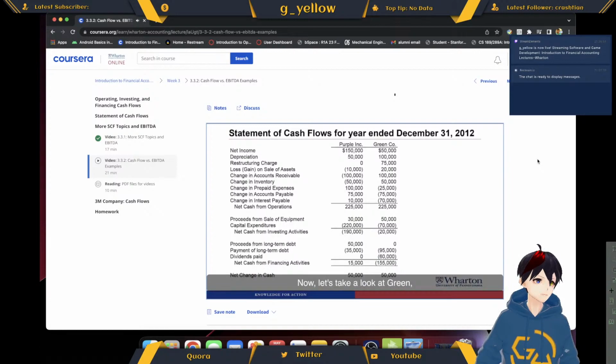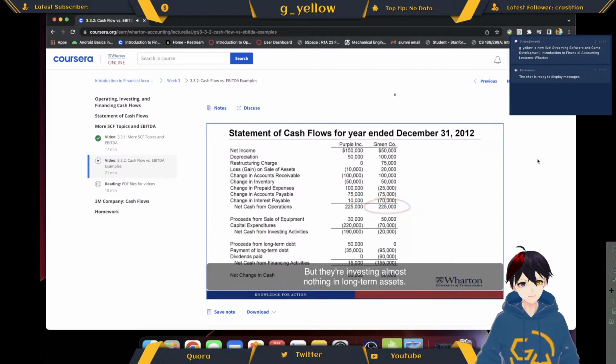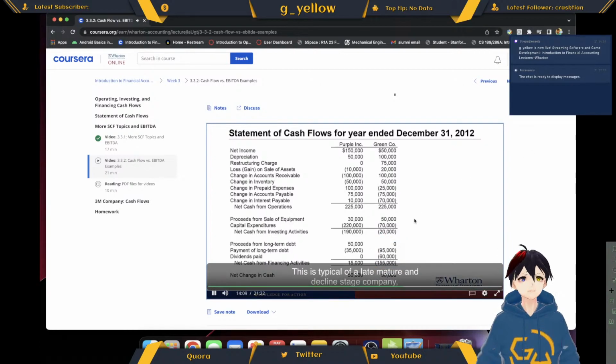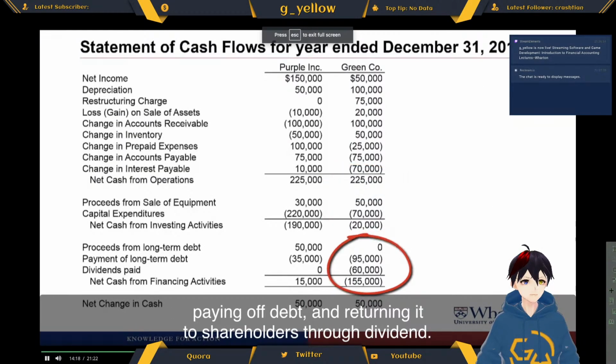Now let's take a look at Green. Green had the same high cash from operations of $225,000, but they're investing almost nothing in long-term assets. Their capital expenditures were only $70,000, and they sold $50,000 worth of equipment during the year. So what are they doing with all that cash that they're not investing? They're actually paying off financing and paying dividends. So we see a big negative cash from financing activities. They're not borrowing anything new. They're paying off a lot of long-term debt, and they're paying dividends to their shareholders. This is typical of a late mature and decline stage company where the investments aren't there, so they're taking the excess cash flow and paying off debt and returning it to shareholders through dividends.